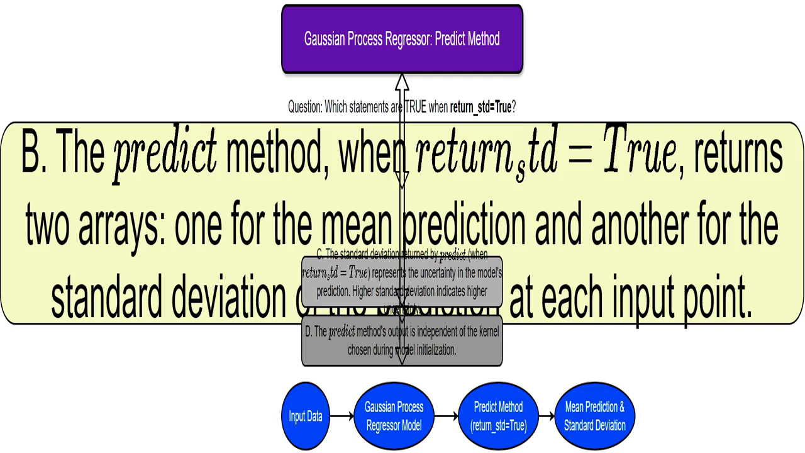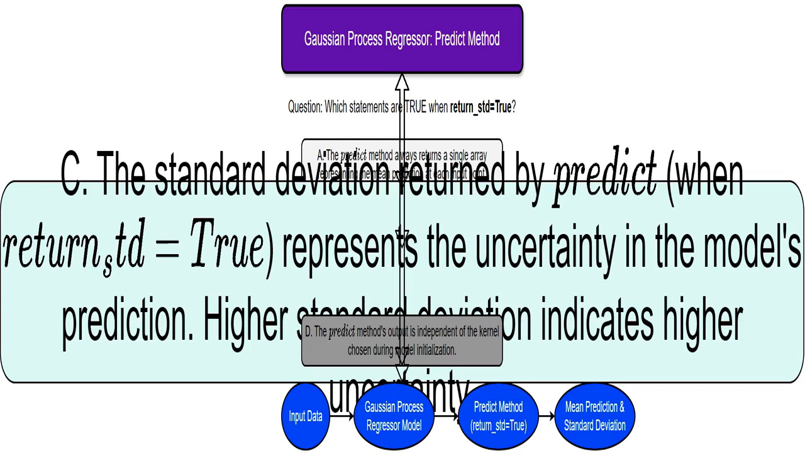This is correct. Setting "return_std" equals true tells the "predict" method to return both the mean prediction, the model's best guess, and the standard deviation, a measure of how uncertain the model is about that guess. This is also correct. The standard deviation quantifies the uncertainty of each prediction. A larger standard deviation indicates the model is less confident in its prediction.